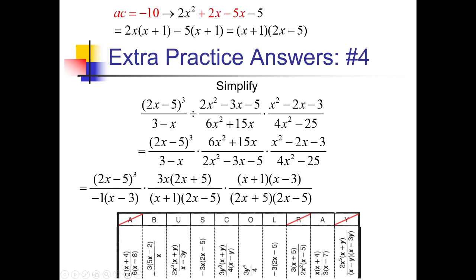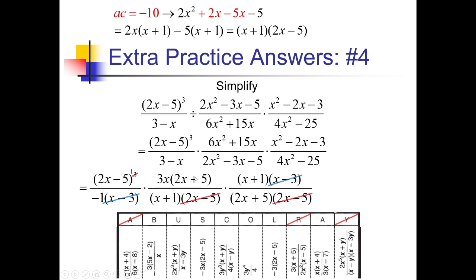And now it's time to do some canceling. This 2x minus 5 cubed, I can reduce that with this 2x minus 5 and this 2x minus 5 here. So we've kind of got a three-way reduction going on. That leaves me with one of these 2x minus 5 still in the numerator. Next, this negative 1 can stay the way it is. X minus 3 can cancel with the 1 over here. Can this 3x reduce with anything? Doesn't look like it.